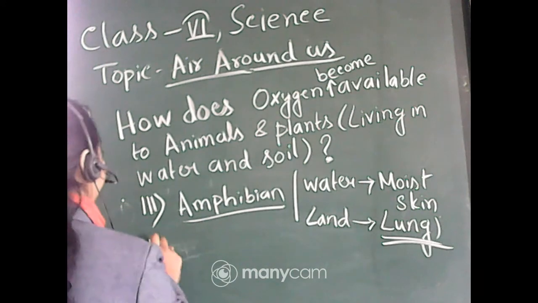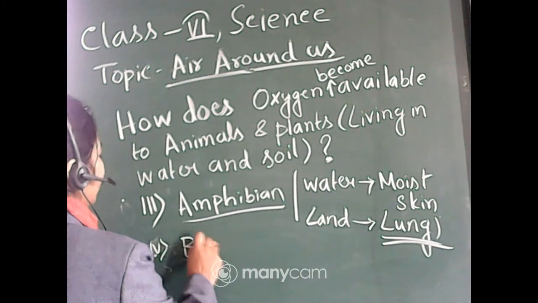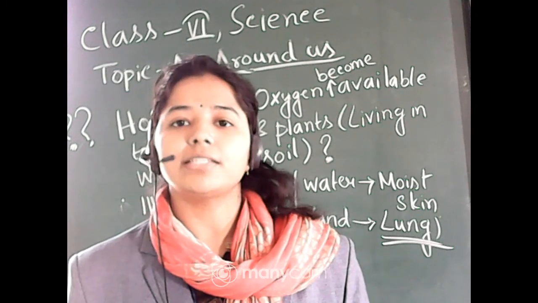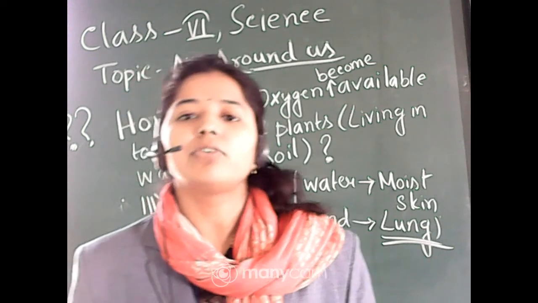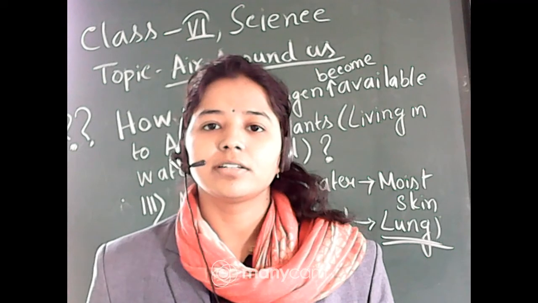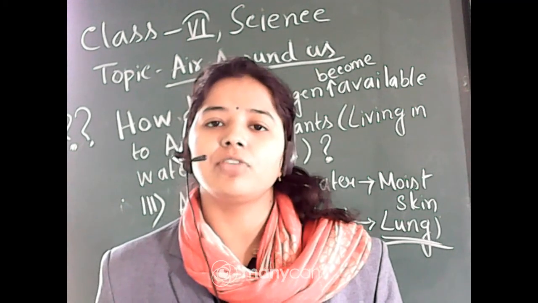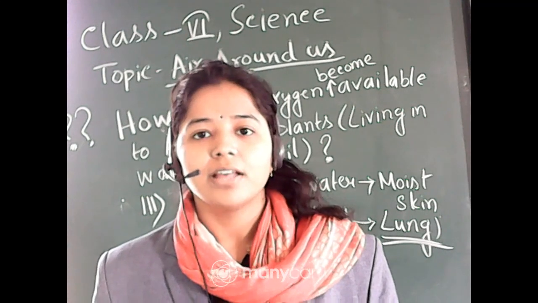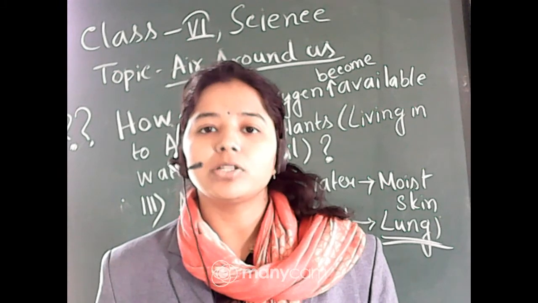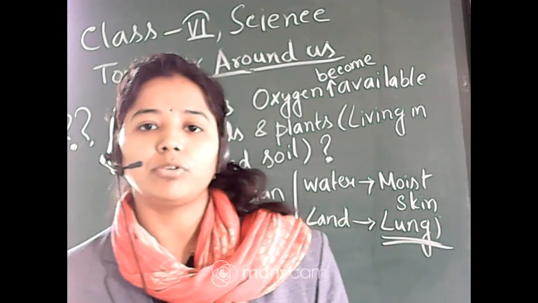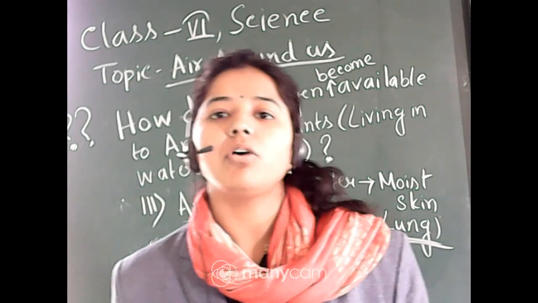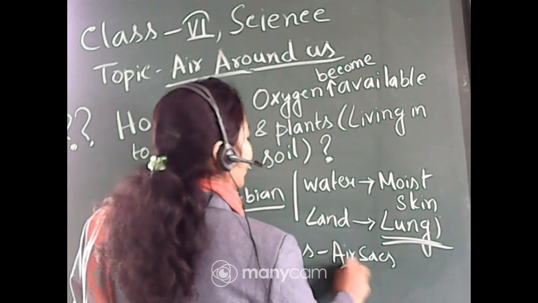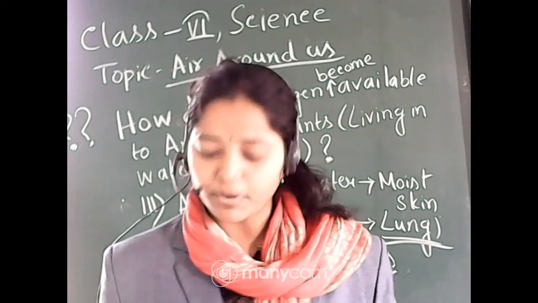Now comes to birds. Fourth point, that is birds. Birds also have lungs, and these lungs are made of air sacs. Those air sacs are always found in open form, as they require oxygen very much. That amount of oxygen is required by them for their flight. So for flight, a big amount of oxygen is required, so their air sacs always remain open. Their lungs have air sacs. Understood this point? I hope you understood.